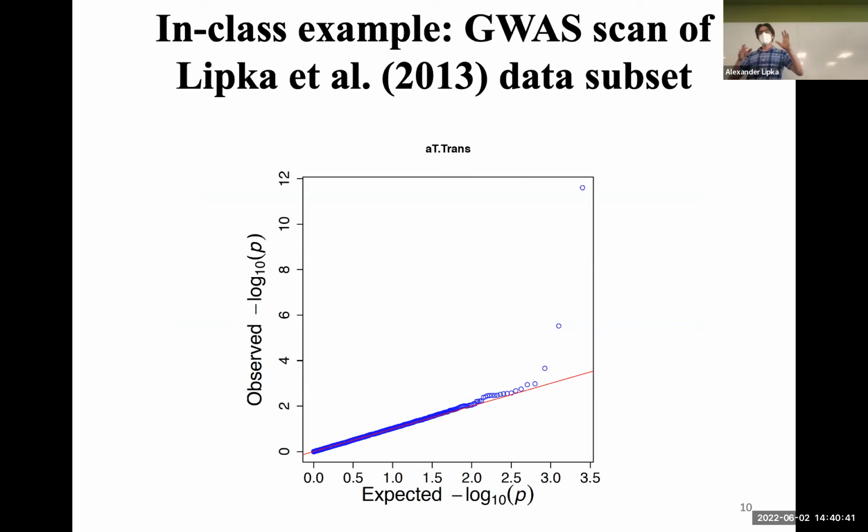So here's the deal with this QQ plot. Now, what is the null hypothesis when you are testing for an association in a GWAS? No association, exactly. So what distribution does every single p-value in the entire world follow under the null hypothesis?